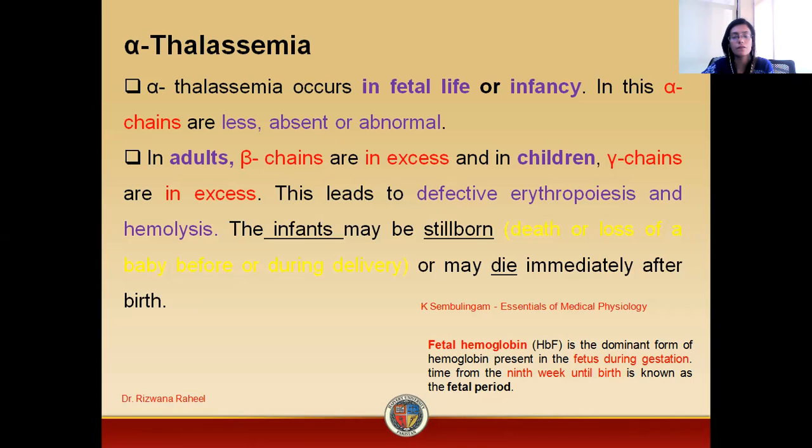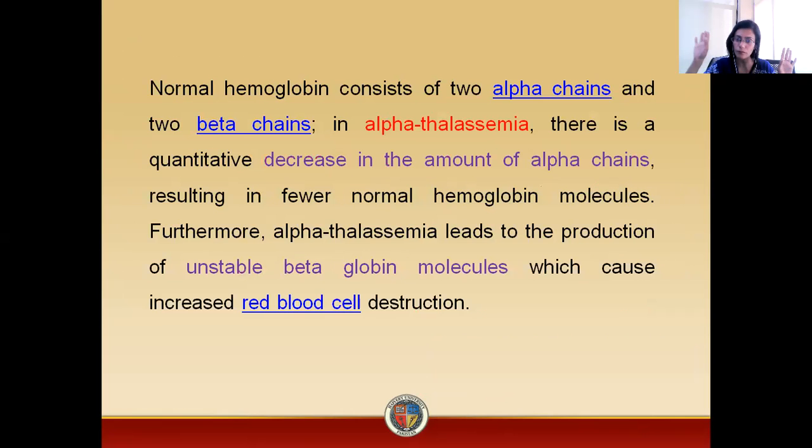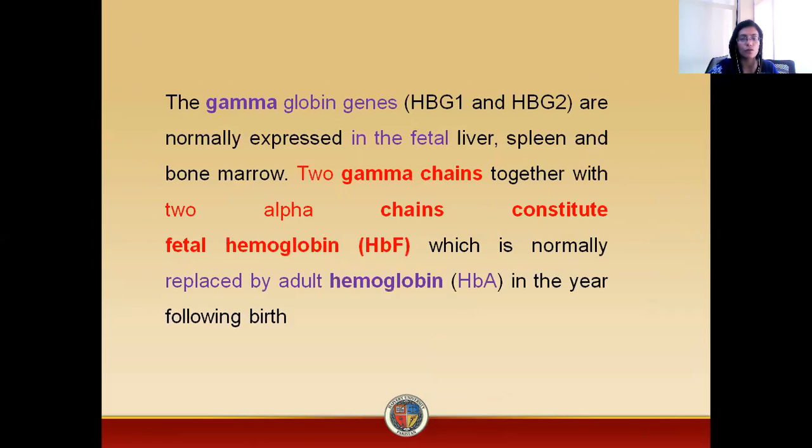In fetus, we have the fetal hemoglobin. This is the dominant form of hemoglobin which is particularly present in the fetus during gestation time, that is from the 9th week until birth. So this period from the 9th week till the birth is the fetal period, and in fetus we have fetal hemoglobin. So in normal cases, in adults, we have normal hemoglobin, 2 alpha chains and 2 beta chains. While what happens in alpha thalassemia, there is decrease in the amount of alpha chains. We also have unstable beta chains as I have discussed in my previous slide. So this will all cause the increase in destruction of the RBCs.